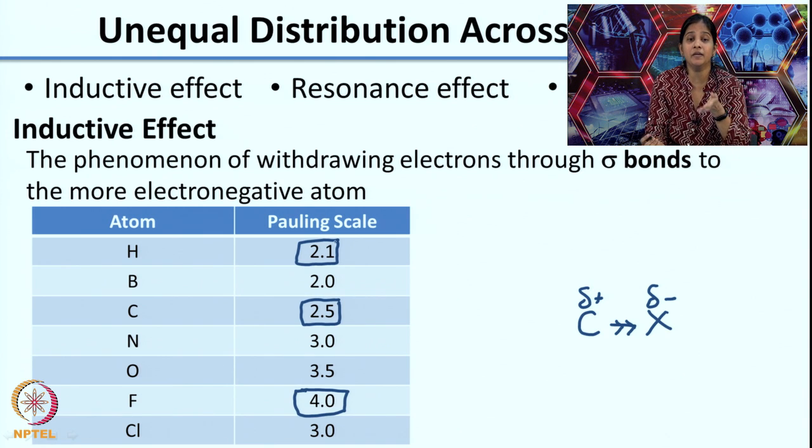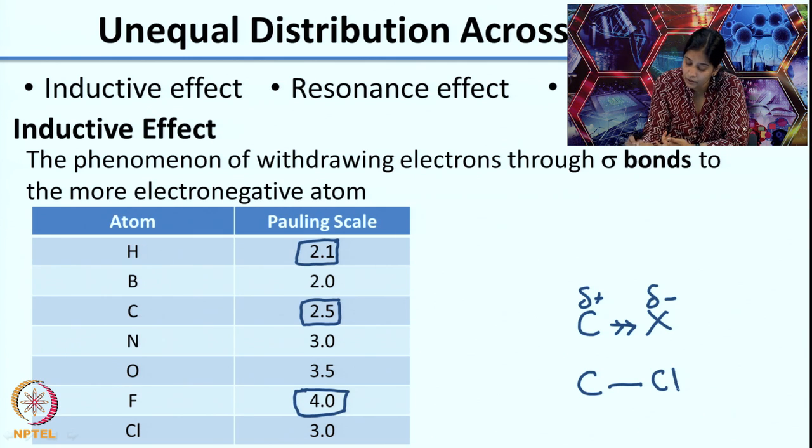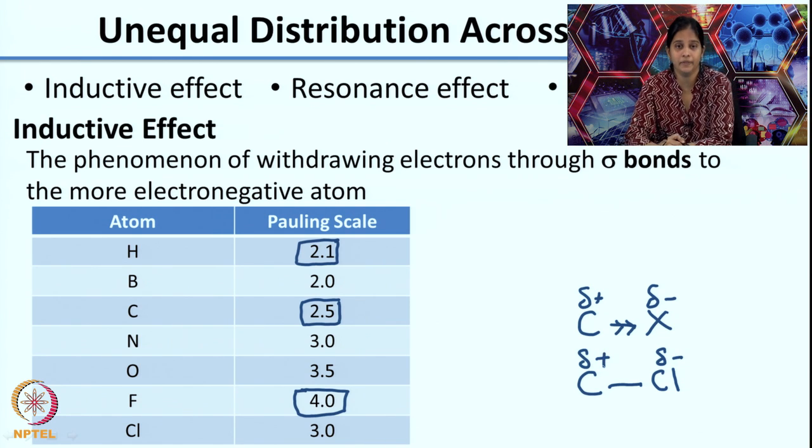So if you imagine a bond which has a carbon attached to a fluorine or a chlorine for that matter, what would happen is, because this is more electronegative, you would see essentially a situation like this where you have delta minus on Cl and delta plus on carbon. Now it is not important for you to actually remember all these numbers, but what is very important for you, just like the two friends I told you about, you need to remember which is more electronegative.